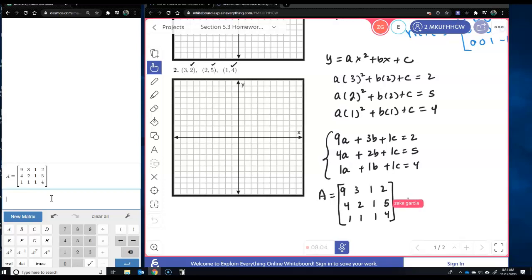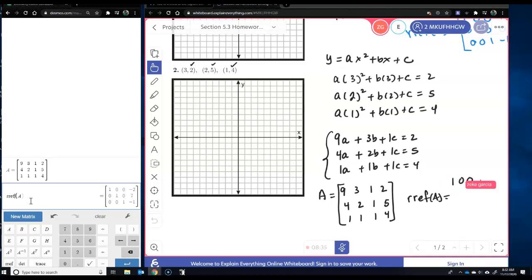Our next step is to do the row reduced echelon form of A. We name it RREF. So you go down here and click on it, or you can type RREF. You might have to do it lowercase, rref. And so our solution is going to be 1, 0, 0, negative 2. So A is negative 2, 0, 1, 0. So B is 7, 0, 0, 1. So C is negative 1.